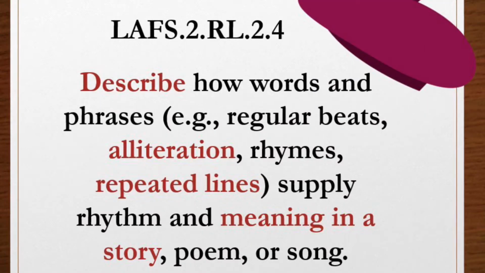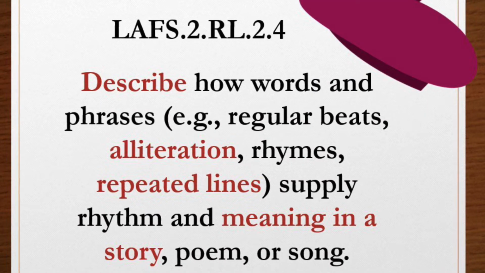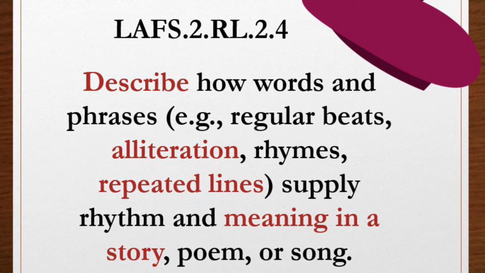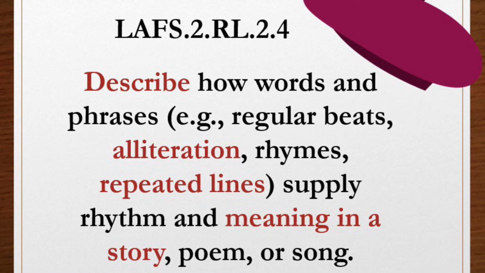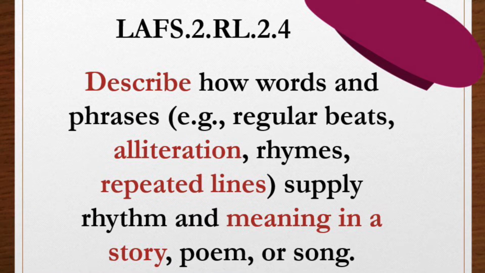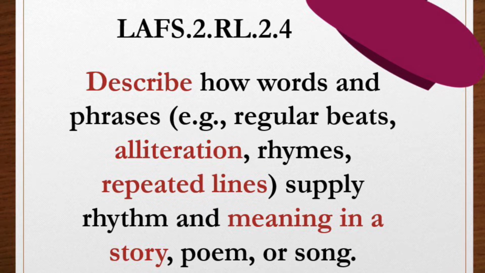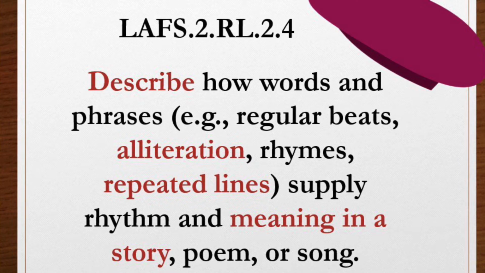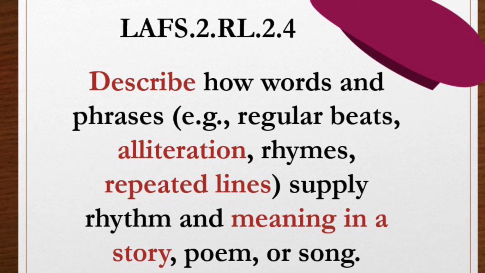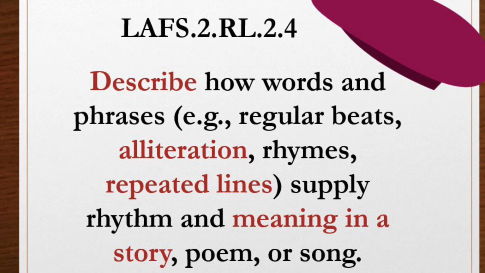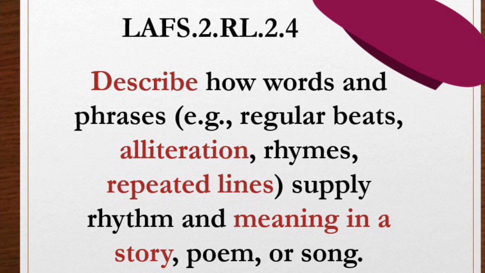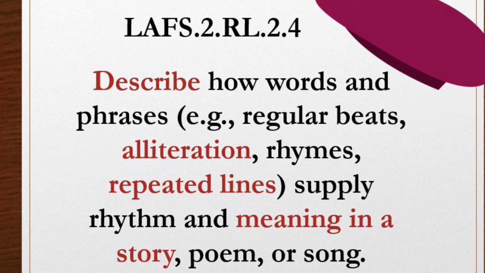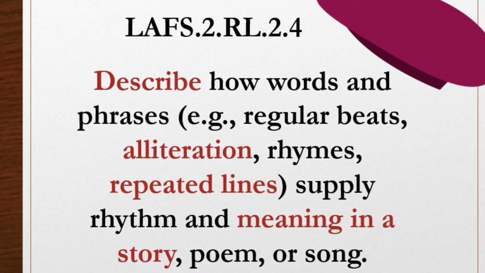Let's take a look at our standard 2RL 2.4. Describe how words and phrases, such as regular beats, alliteration, rhymes, repeated lines, supply rhythm and meaning in a story, poem, or song. Let's look at that word in red, describe. When you describe, it's like showing or telling things. So we're going to show or tell how words and phrases, such as alliteration and repeated lines, supply meaning in a story. Let's get started.